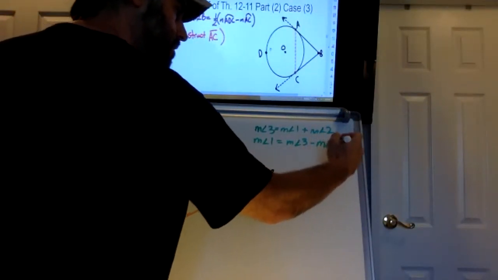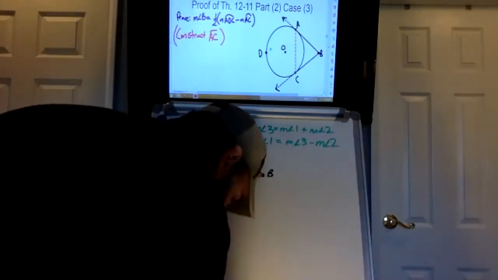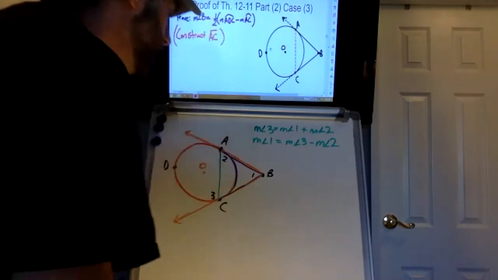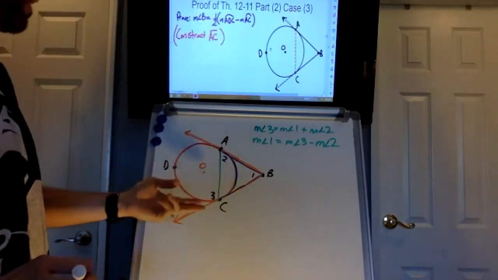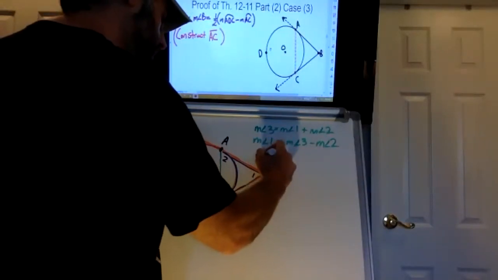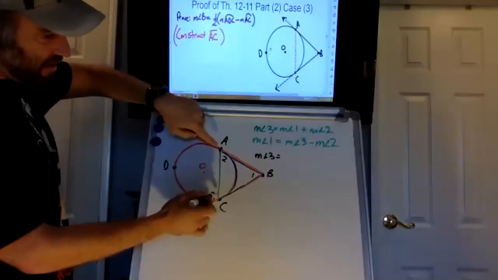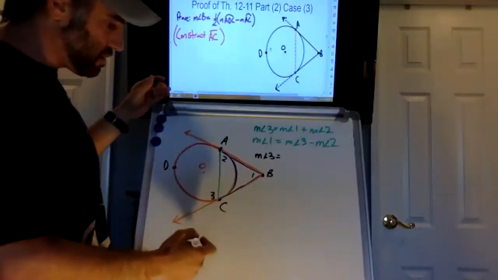It's the exact same thing every time. It is, and I want you to see that. Okay, next, what we're going to do is say what the measure of angle 3 is. The measure of angle 3 is half the red arc ADC.